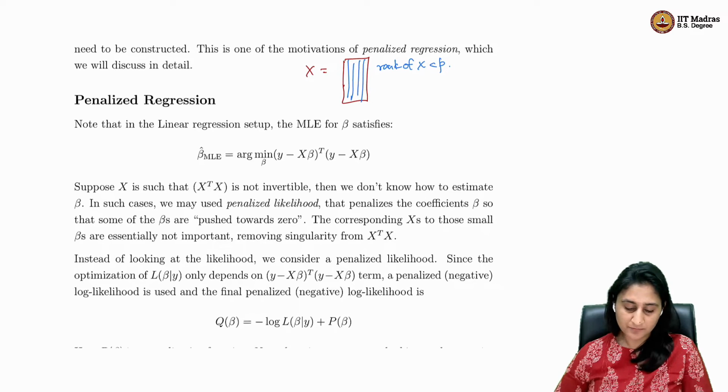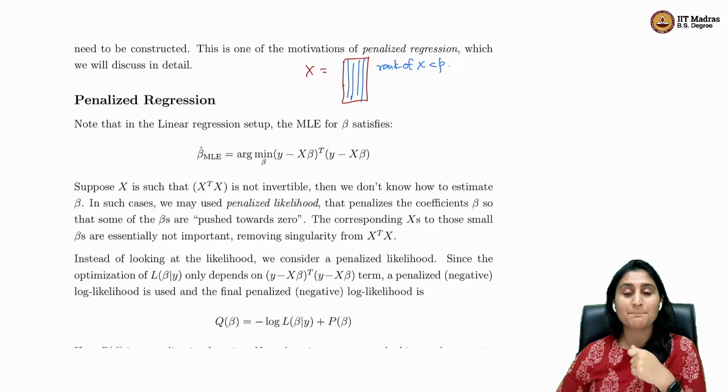So like motivated as before, suppose x is such that x transpose x is not invertible, right? Or even if it is invertible, we might look at penalized regression even out of that. But let's just assume x transpose x is not invertible. Then we don't know how to estimate beta. In such cases, we're going to be using penalized likelihood, where we're basically going to be penalizing the log likelihood in such a way that forces a certain behavior of the beta.